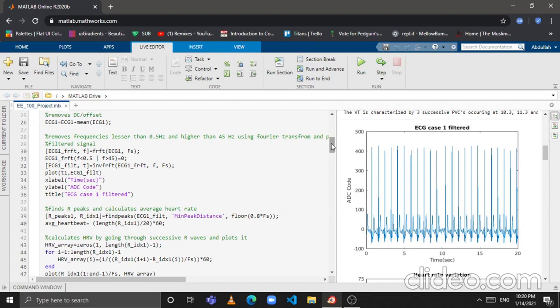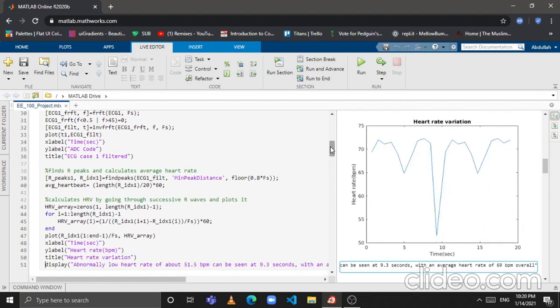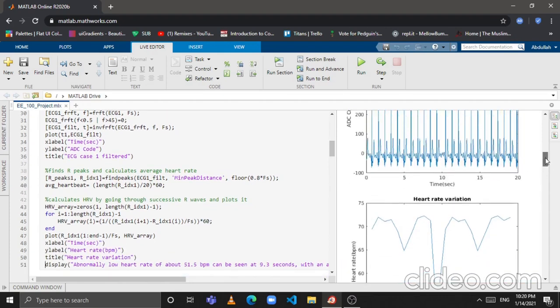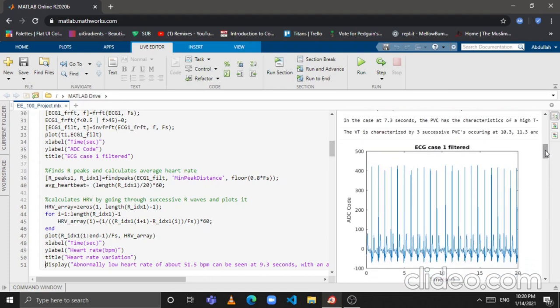To find the average heart rate, we applied the find peaks function, which marks all of the R peaks. The number of R peaks can be directly attributed to the same number of heartbeats that occurred in that time interval, so we simply used that to find the heart rate in BPM.